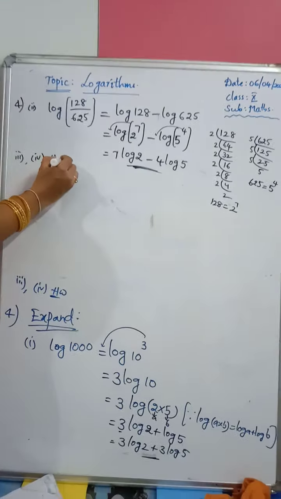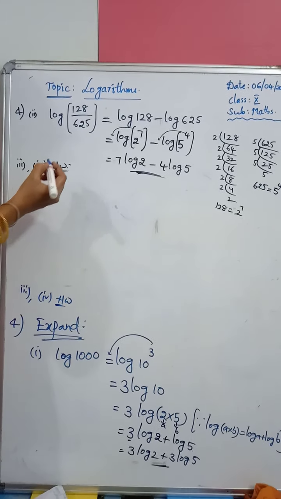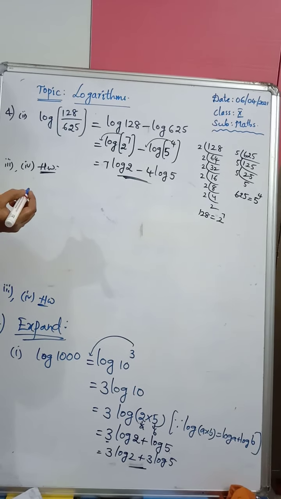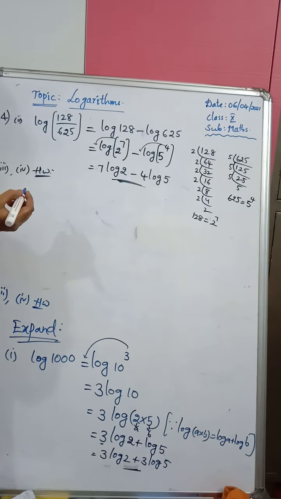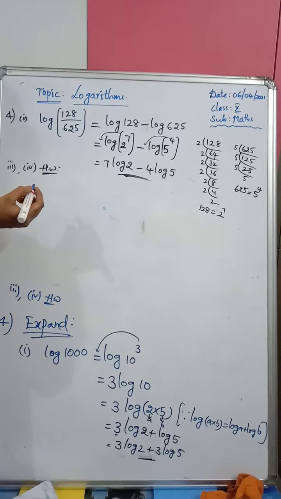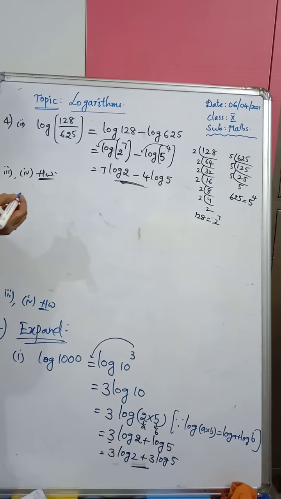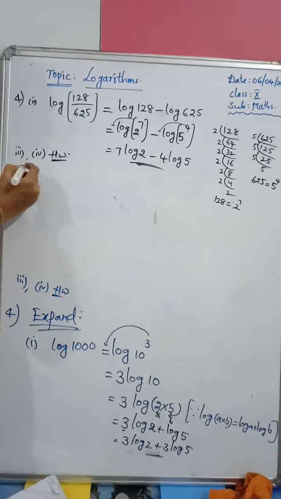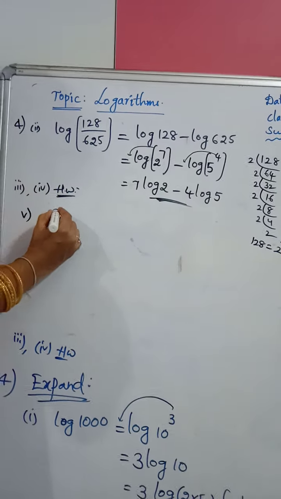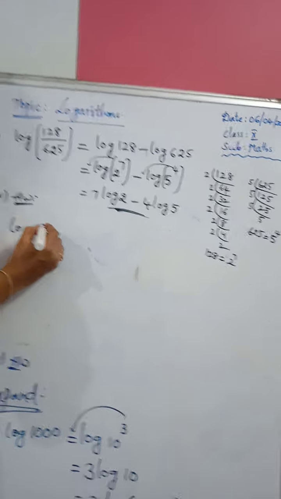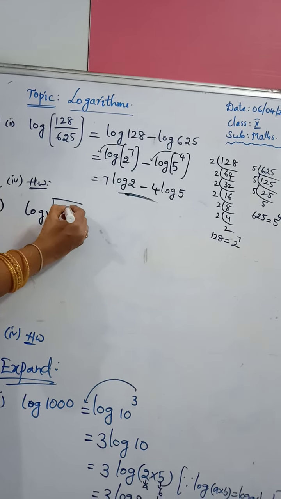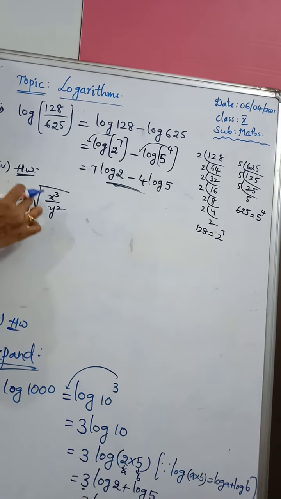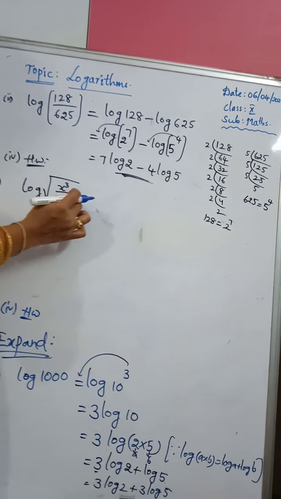Next. In the same way, the third one and fourth one are homework. Now I will explain the fifth one. See that: log square root of x cube divided by y square.